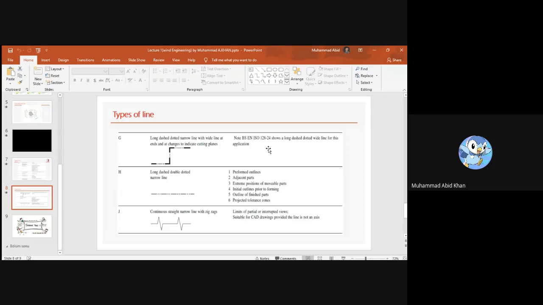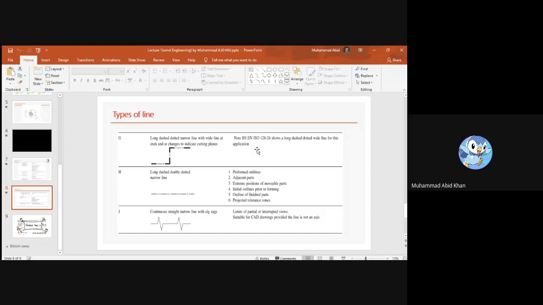Okay, note, be careful: BS EN ISO 128-24 shows a long dashed dotted wide line for this application. You will use this one. In the coming video, I will try to explain it.